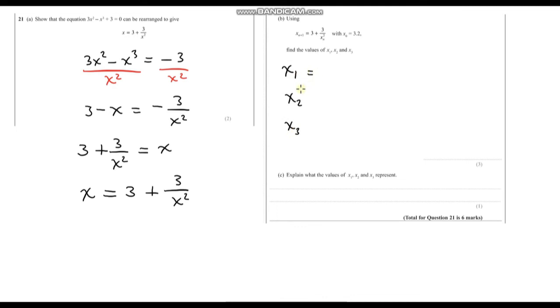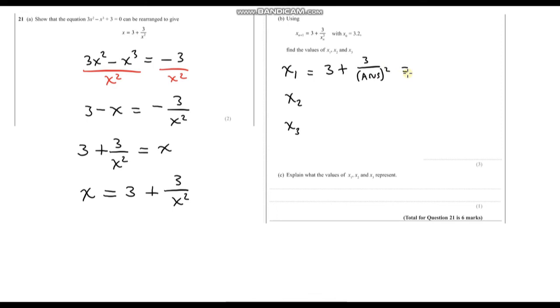Now, with a calculator, there's a really quick way you can test all of these numbers. First thing to do is, because 3.2 is our first guess, we can just type 3.2 into our calculator and then press equals. And that saves 3.2 on the calculator as your first input. And now we can just type in the formula. So 3 plus 3 over 3.2 squared. But because 3.2 is saved as our answer, we can just type in the answer button, squared. And that will give us our answer.